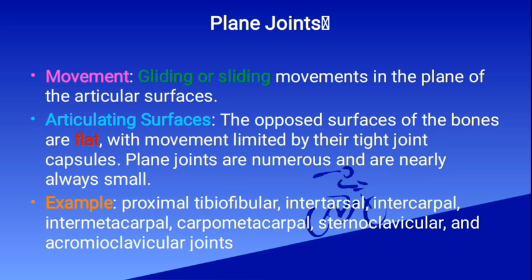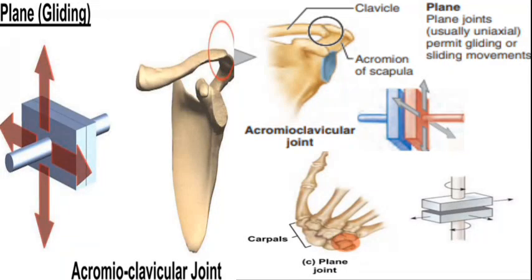Examples include the proximal tibiofibular joint, the intertarsal, intercarpal, intermetacarpal, and carpometacarpal joints, and the sternoclavicular and acromioclavicular joints. So those are examples of plane joints. This is the image. You can see the acromioclavicular joints, the intermetacarpal joints, and the diagram for the plane joints.